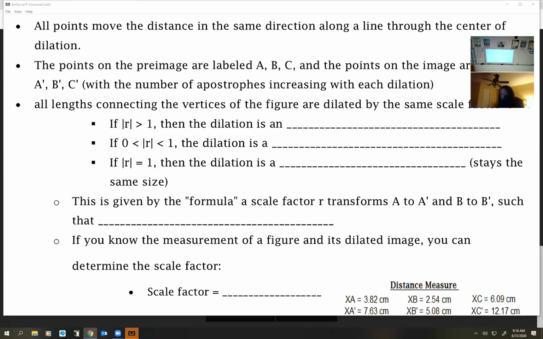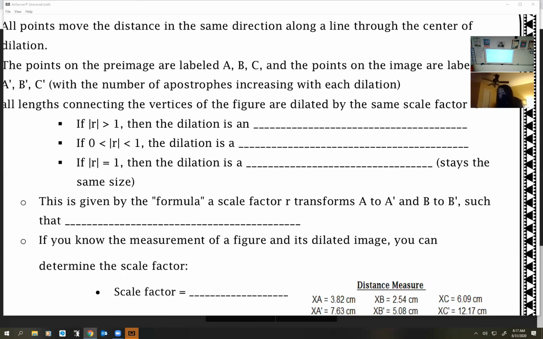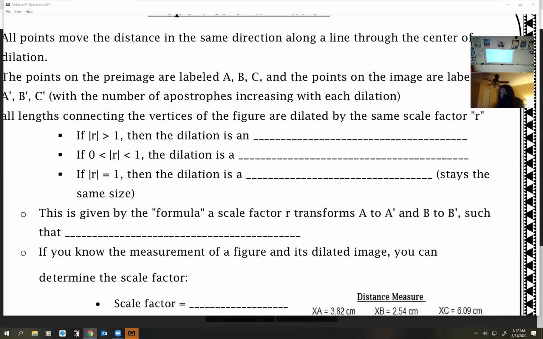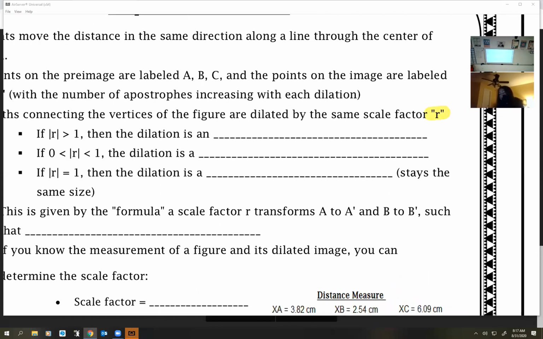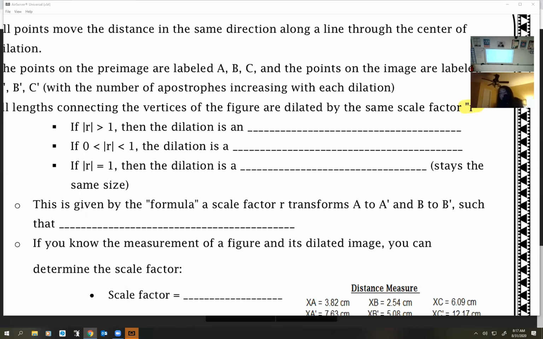So all lengths connecting our vertices are dilated by the same scale factor, R. You may see it labeled as K, but for this sake, we're going to call it R. So we've got three rules. The first one, what are those two bars? Come on, Algebra 1 brains. What do those two bars represent? Absolute value.